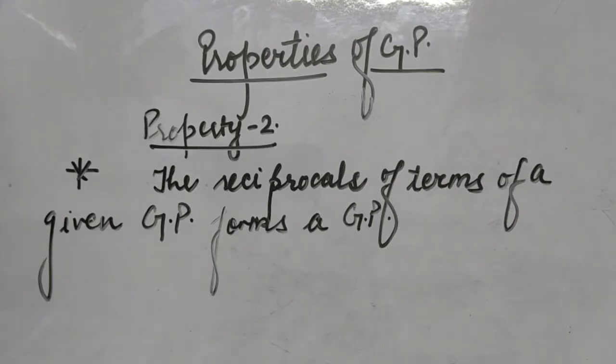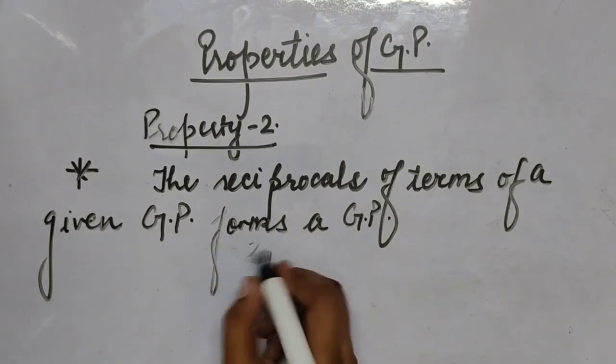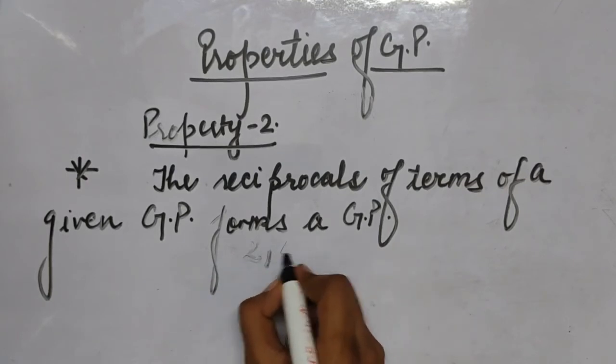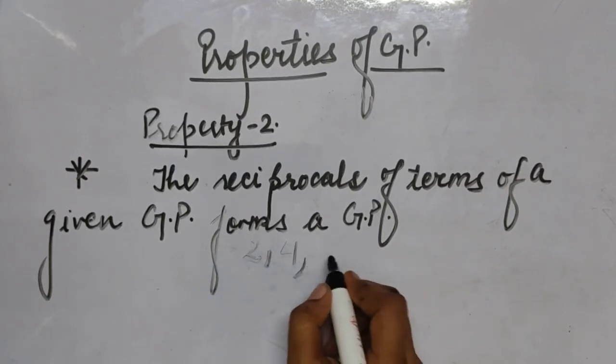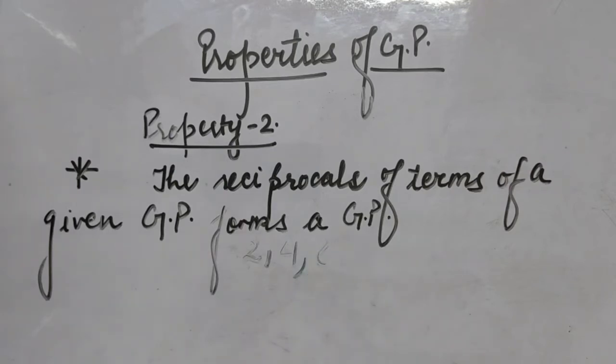Yes students, property number 2. What it is saying, the reciprocals of terms of a given GP also forms a GP. Let us understand it with the help of example. Suppose we have a GP 2, 4, 8, 16, 32. Okay. Now what this property is saying, if we will find out the reciprocal of all the terms, then that will be also a GP.